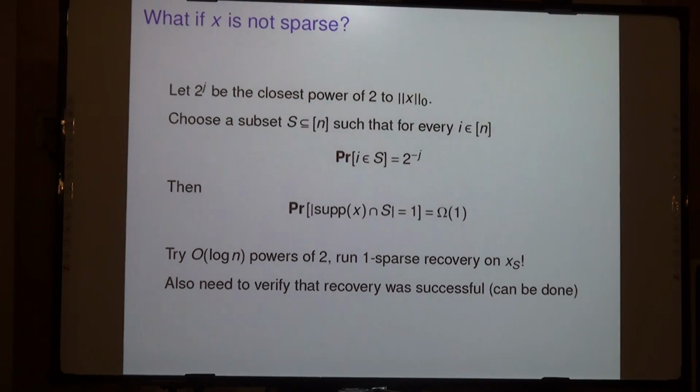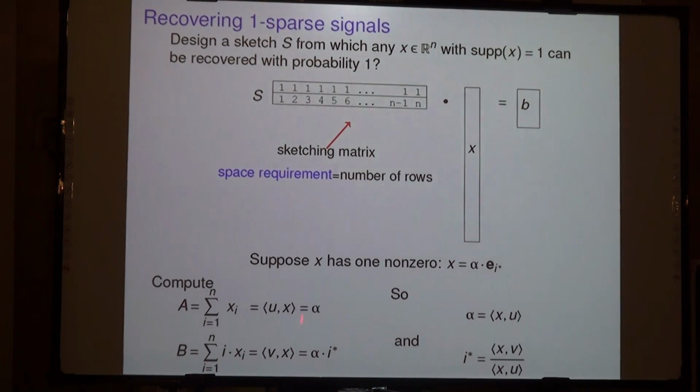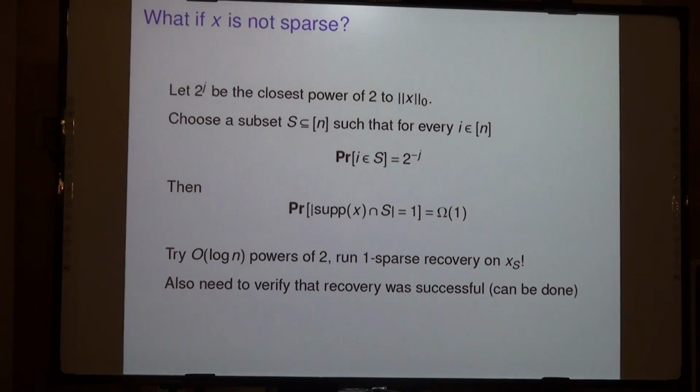There are some issues because this sketch from the previous slide that we defined works well if x is actually one sparse, but if you run it on an x that has more than one coordinate, it will just give you some garbage, and you won't even know that this happened. But this is fixable because you can store one other sketching row that just lets you check whether or not your recovery was successful. This is because you can test if a vector is 0 with high probability.